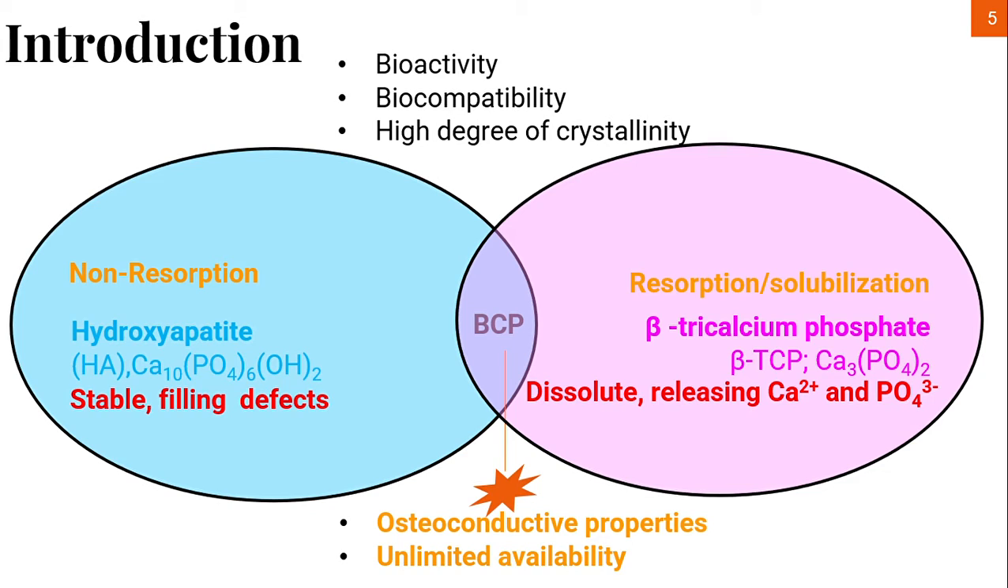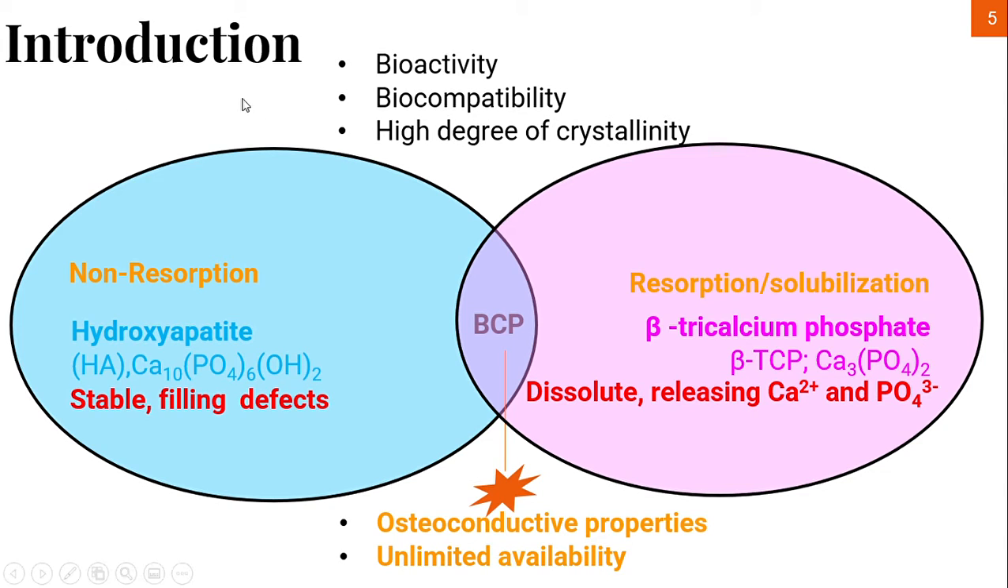Among them, there are two distinct compounds: hydroxyapatite and TCP. They both have bioactivity, biocompatibility, and a high degree of resorbability. For that reason, they have an osteoconductive property, which means that they can elicit bone repair. However, because hydroxyapatite is a significant component of hard tissue, it is really stable in the body environment and difficult to be absorbed, and it can be used to fill defects.